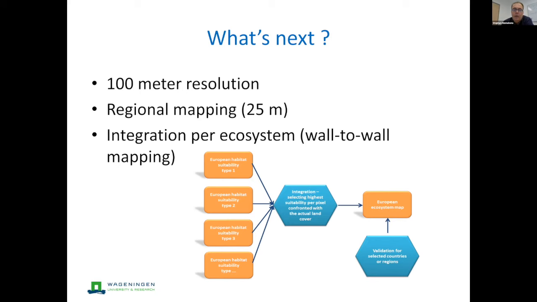But in fact, you can have a lot of discussions also about this kind of approaches, also the approaches used that were presented before. I think slowly all those approaches are coming together. I'm thinking we are making use in the end of all the expertise together. For us, at least, what's next is that we want to get rid of the one kilometer resolution and go to more like a 100 meter resolution for Europe. At the regional scale, you can even think of 25 meter. And I think it's also interesting to integrate the probability maps per ecosystem, so you get more of a wall-to-wall mapping. So you can also support the work on the MAES work on the ecosystem map of Europe. So also that is coming together.